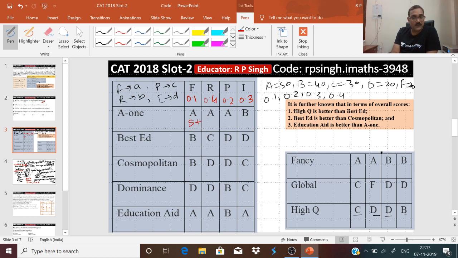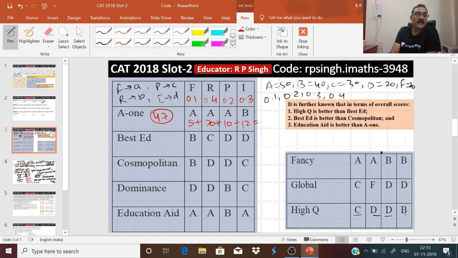50 into 0.4 will give you 20. Then 50 into 0.2 will give you 10, and B, that is 40 into 0.3 will give you 12. So the sum is 20 and 10, 30, 12, 42 and 5. Total sum is 47. Let me write here.